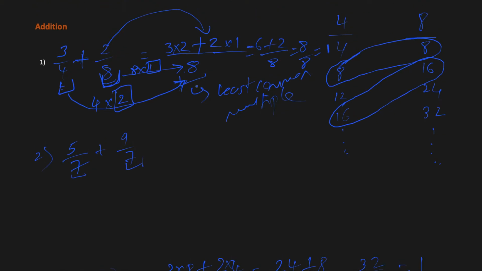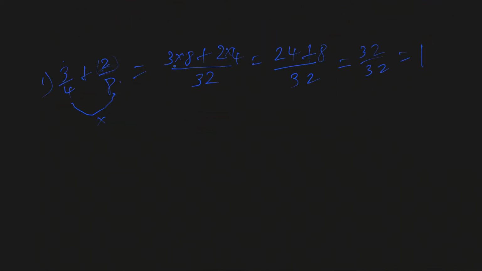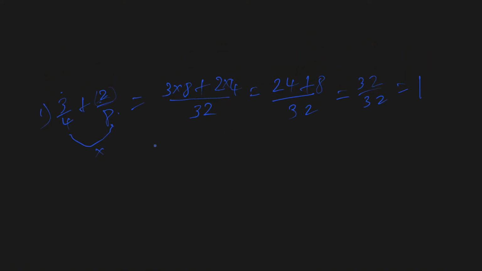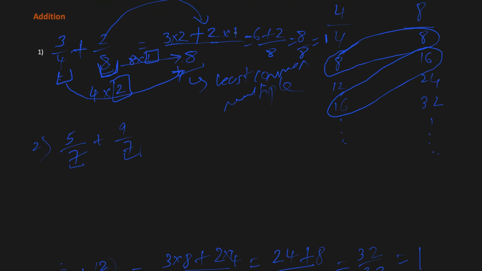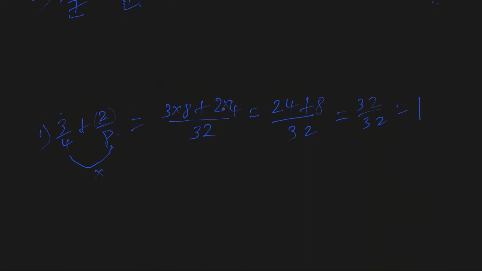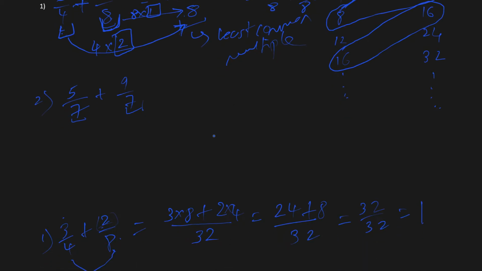So if you cannot find a number that is present in both 4's and 8's table, this is another way of doing it. It will require a little bit more multiplication and solving compared to the previous form. But again, the final answer will be the same. Cool. So let's look at the second example where the denominator is the same, which is 7.